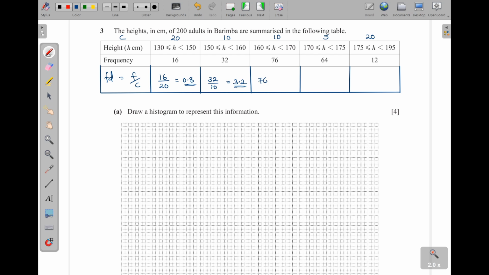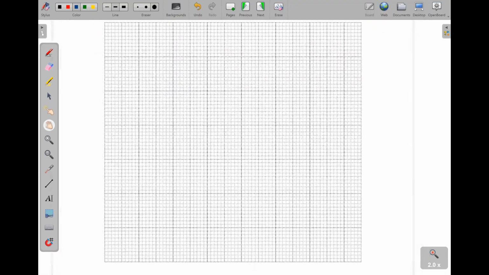Then I have here 76. I'm going to divide it by 10. This one will give me 7.6. Then the next one is going to be 64 divided by 5, and this one will give us 12.8. Then the next one is going to be 12 divided by 20, which is going to give us 0.6. So these are the ones that we are going to plot here.